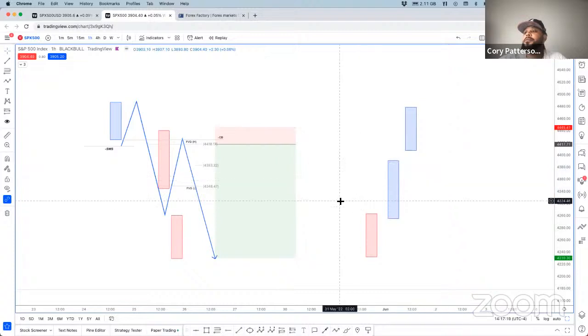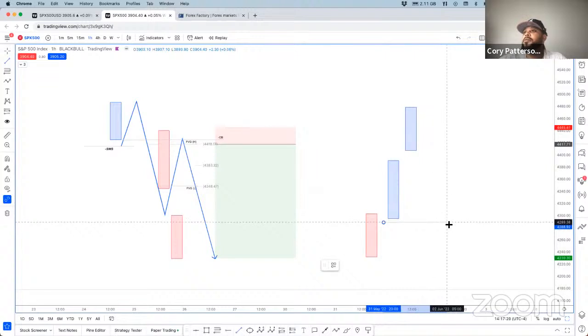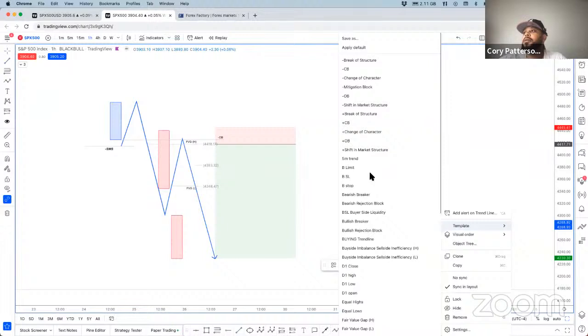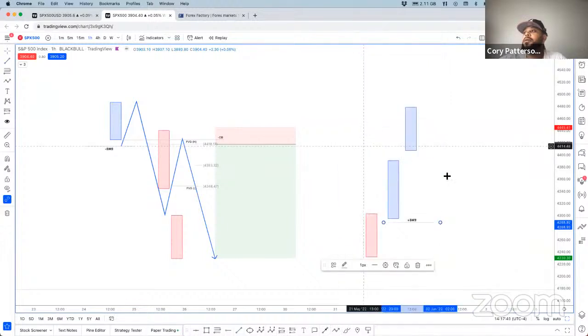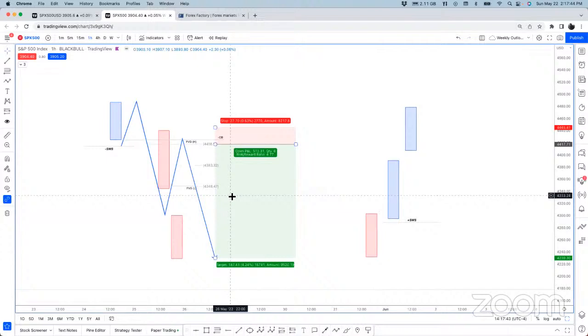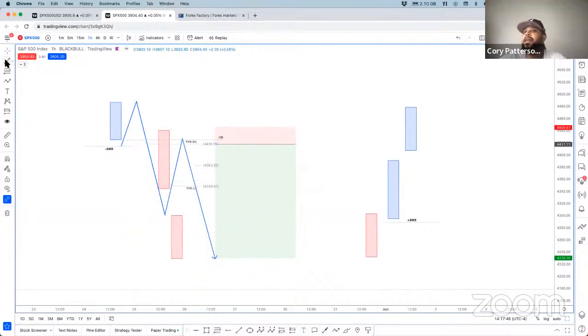right? I'm looking for somewhere along here, shift in market structure, whatever the case. To the upside. Once I get that, I know, all right, I got order block to the upside, bullish order block over here.